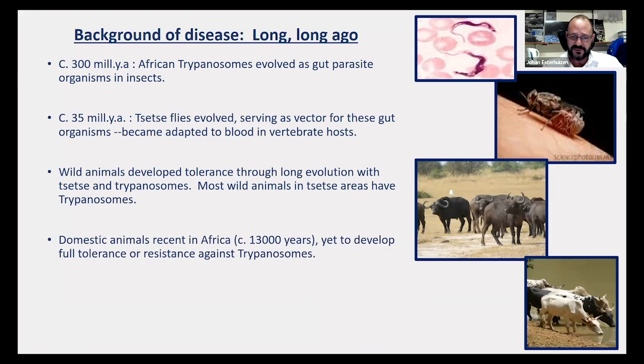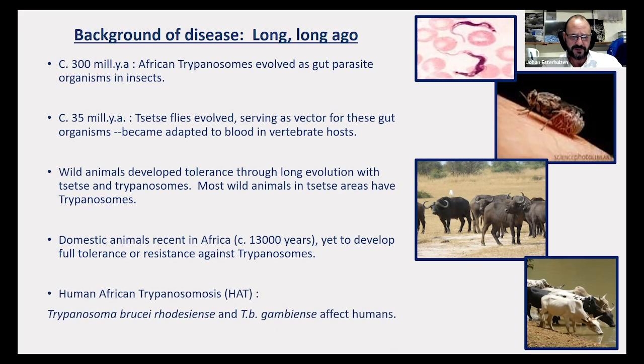Then domestic animals, especially cattle, are fairly recent in Africa, about 13,000 years, and they are yet to develop full tolerance or resistance against trypanosomes. There are a few breeds of cattle which are semi-tolerant, semi-resistant against trypanosomes, mainly in West Africa. But this is only a temporary or a semi-tolerance, because in times of hardship, for example, drought, these animals also suffer quite severely from the disease.